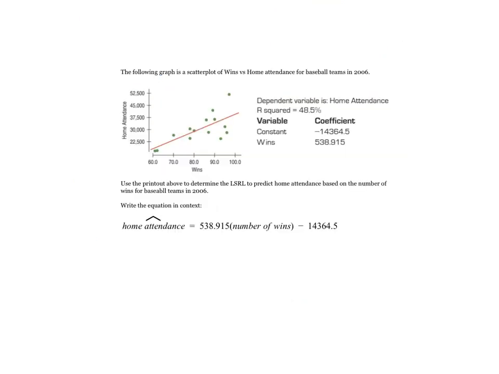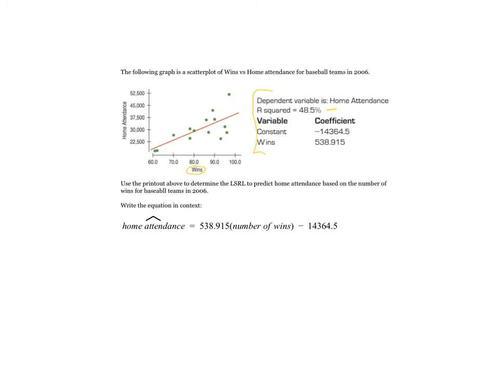Here's another example. The following graph is a scatter plot of wins versus home attendance for baseball teams in 2006. So notice as the wins increase, it looks like home attendance increases. I think that makes sense. The better baseball team you have, usually the more people come and see them. This is a shorter version of the table, or a printout.